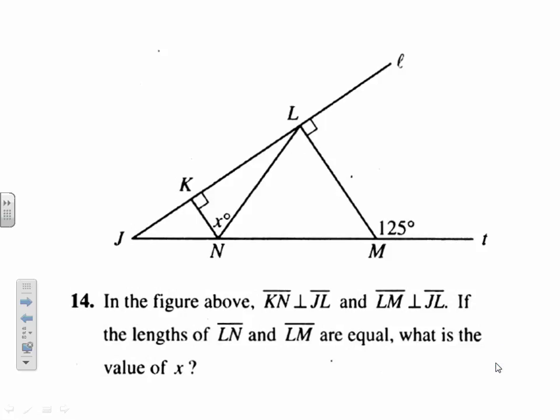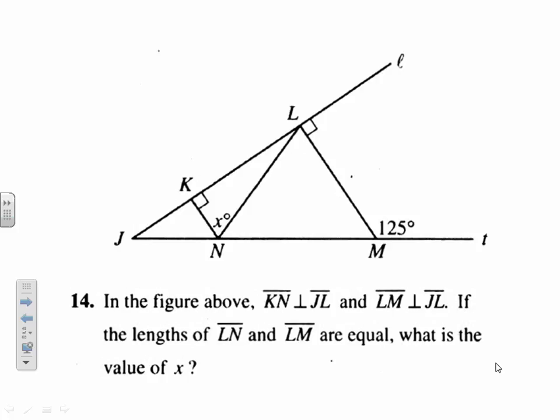Okay, so this is question 14 in test 5, section 4 on page 654 of the official SAT study guide. It says in the figure above, KN is perpendicular to JL and LM is perpendicular to JL. If the lengths of LN and LM are equal, what is the value of x?